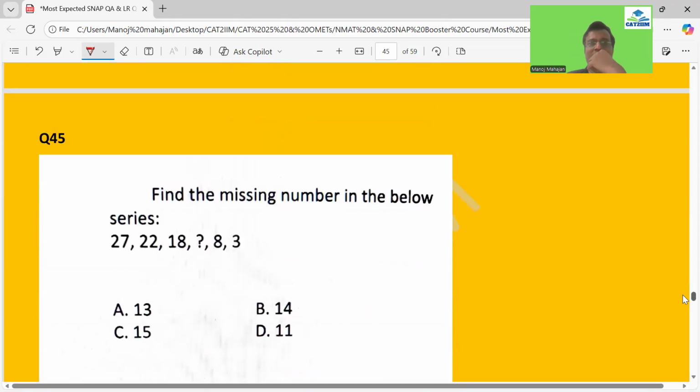Again, maybe a tough one to crack. So the pattern was over here. These two numbers, I see -5, and these two numbers, again -5. So the answer was 13 to have the same pattern of -5 over here. So it was a tough one to crack, right?